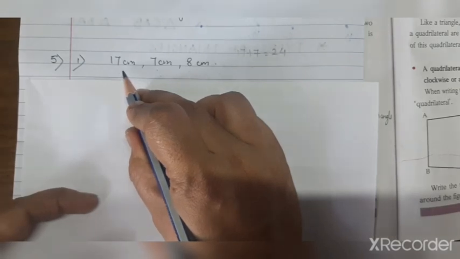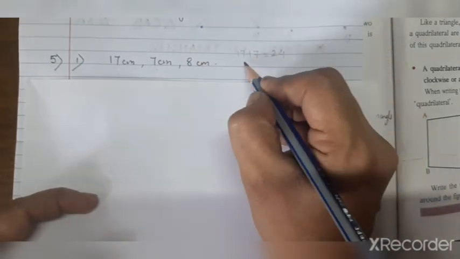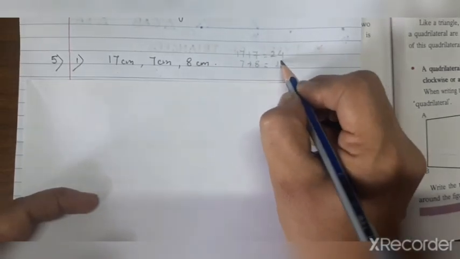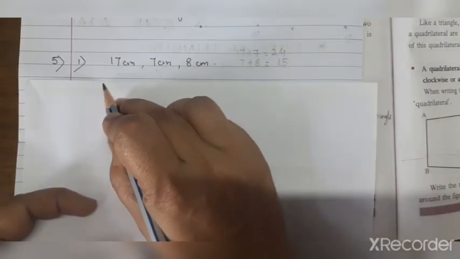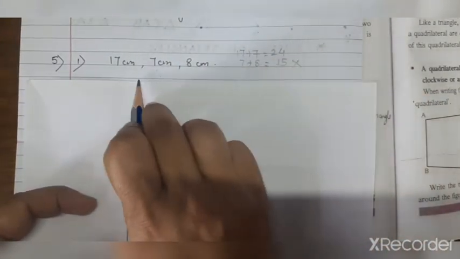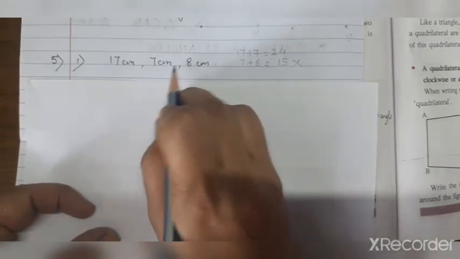Is 15 greater than 17 centimeter? No. So here we will write, 7 plus 8 is 15. 15 is not greater than 17. So this is not possible. Therefore we cannot construct a triangle. You have to check with all the options.